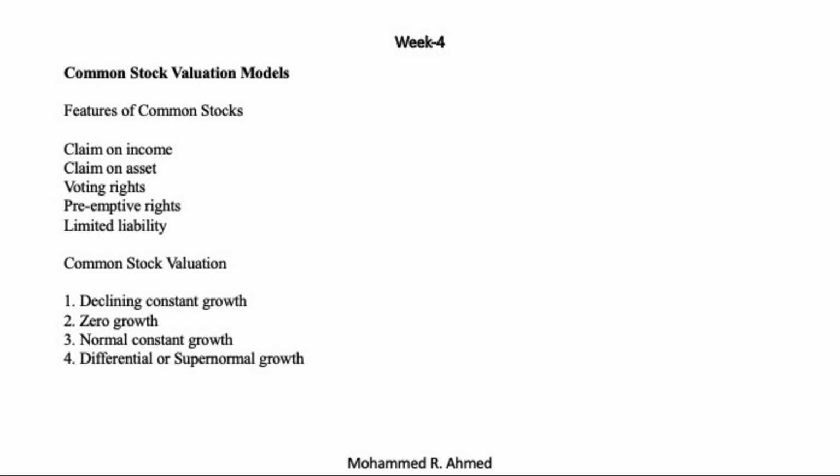Let's look at the common stock valuation. Typically, you're going to find four types of common stock. Declining constant growth means this company's growth is declining. Zero growth, the company is not growing at all. And the most common you're going to find is normal constant growth. For example, the grocery industry, clothing industry, or any consumer product industry falls under normal constant growth. The next is the differential, supernormal, or variable growth. A good example is the technology company.